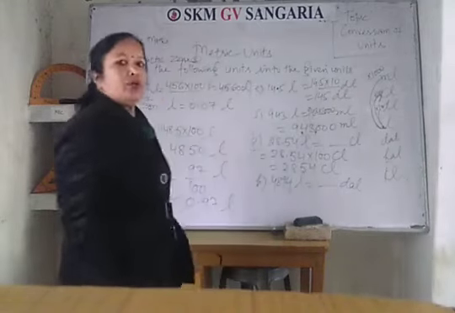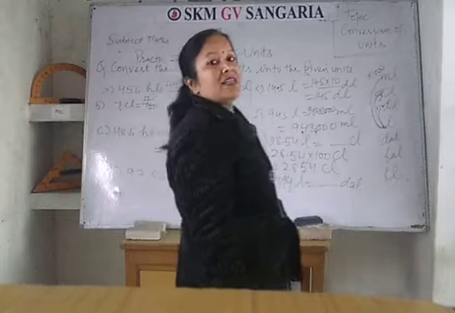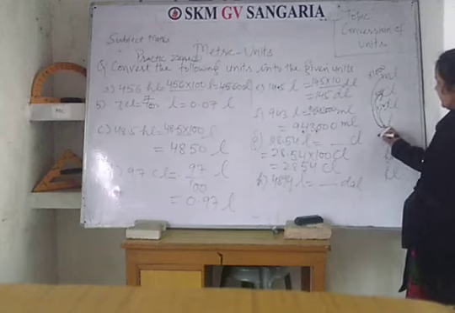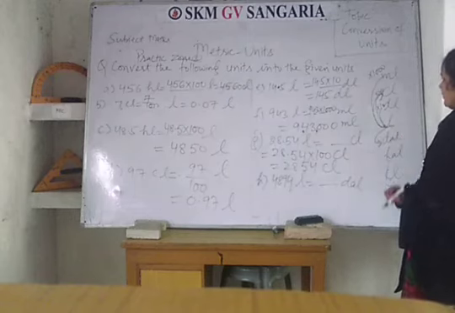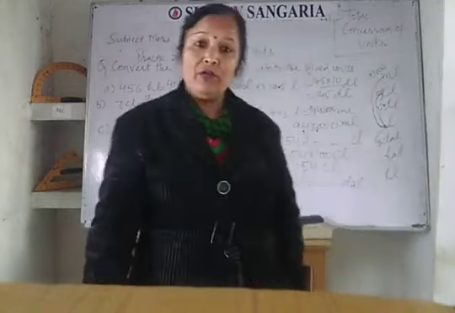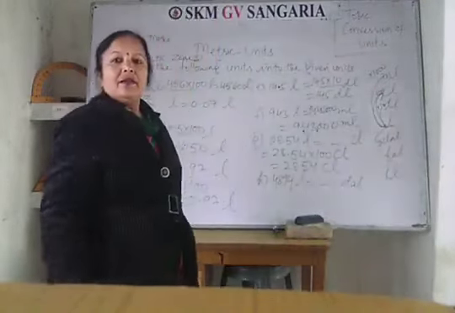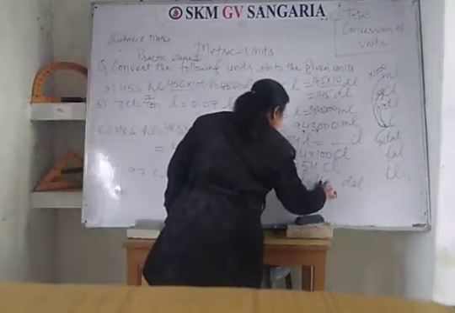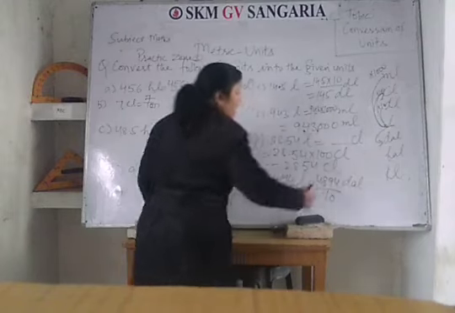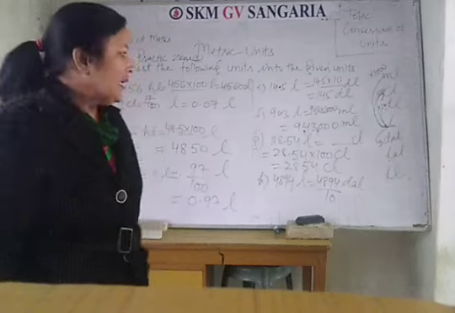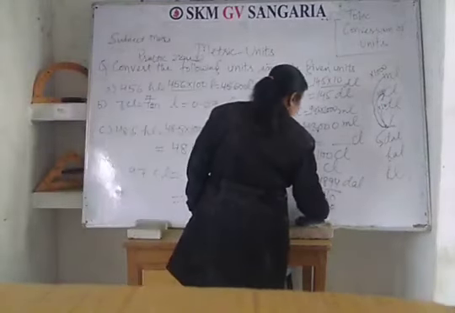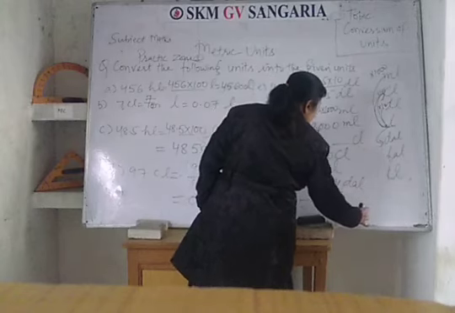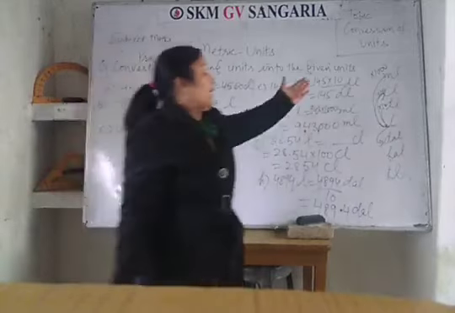4894 liters to be converted into decaliters. Liters are smaller than decaliters. When a smaller unit is converted into a bigger unit, what do we do? We divide. So you will divide 4894 by 10 and the unit will be converted into decaliters. So here, what will you write? 489.4 decaliters. Try to learn this formula, okay?